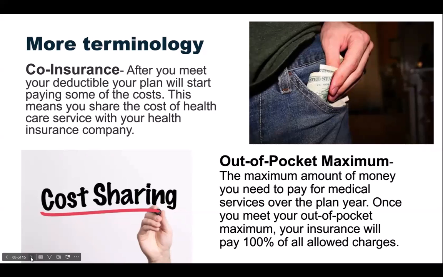Now, that's only going to be for the plan year, so keep that in mind. Whatever the plan year is, it's going to vary between employers. For the universities, ours starts on July 1st and goes through June 30th. So every July 1st, we start over hitting our deductibles again, paying coinsurance, and then potentially hitting our out-of-pocket max.